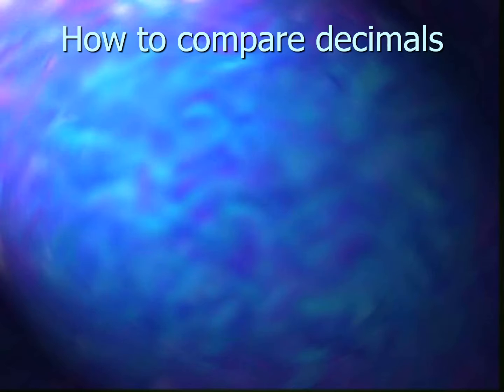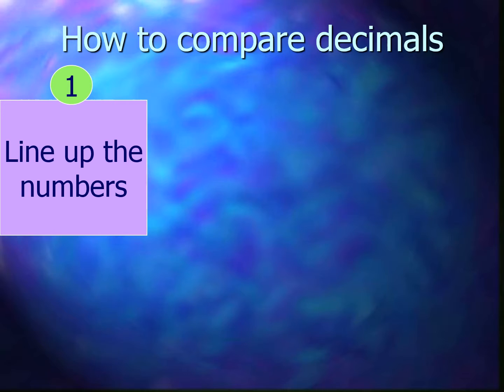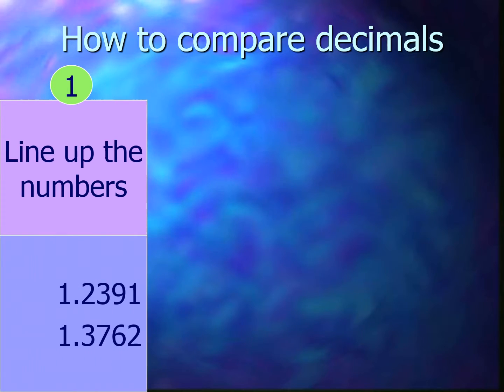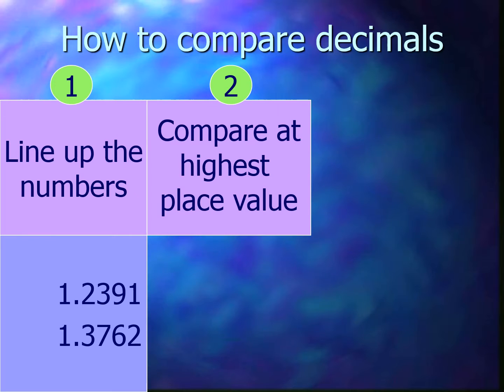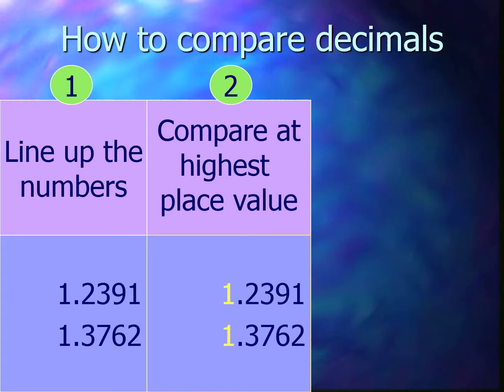Okay, let's start off with our steps on how to compare decimals. Step 1, you want to line up your numbers, okay? And in this case, make sure your decimals are lined up and all your numbers are in a straight line up and down vertically. Step 2, you want to go to the highest place value, and to do that you'd go as far left as you possibly can. In this case it would be to the ones place on the whole number side of the place value.